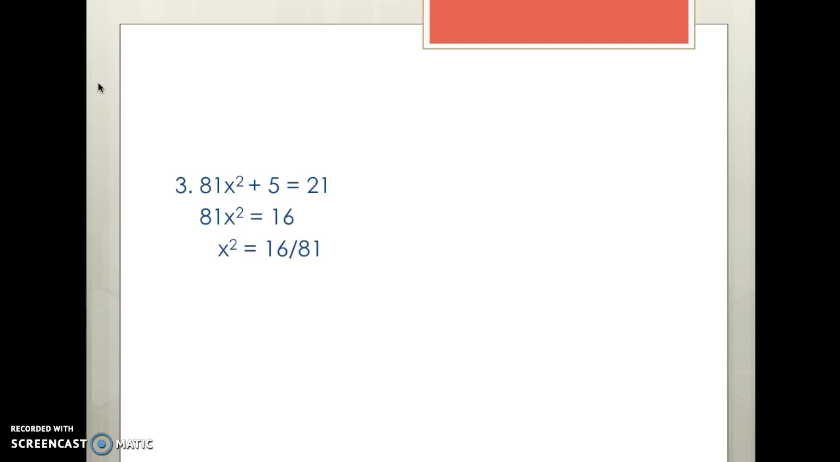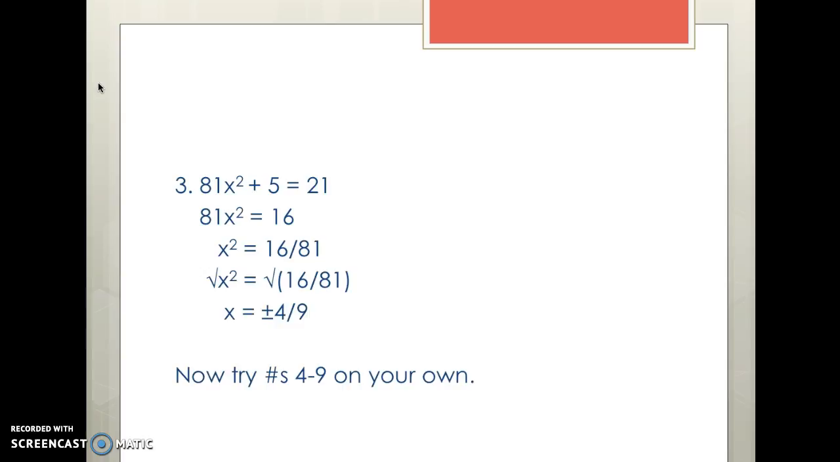Go ahead and take the square root of both of those. We have the square root of x squared and the square root of 16 over 81. So the square root of x squared is just going to be x. And then for the square root of 16 over 81, we're going to put a radical sign over 16 and a radical sign over 81 and separate it. So the square root of 16 is going to be what? 4. And the square root of 81 is 9. Great. So we're going to be left with x equals plus or minus 4/9.